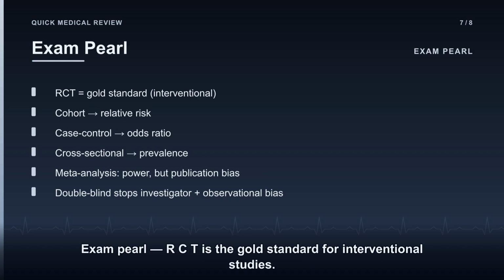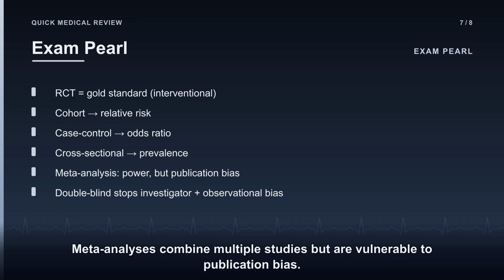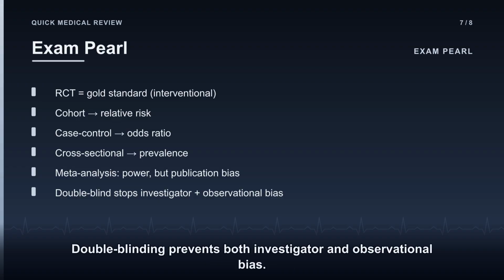Example: RCT is the gold standard for interventional studies. Cohort studies measure relative risk. Case control studies measure odds ratio. Cross-sectional studies measure prevalence. Meta-analyses combine multiple studies but are vulnerable to publication bias. Double-blinding prevents both investigator and observational bias.